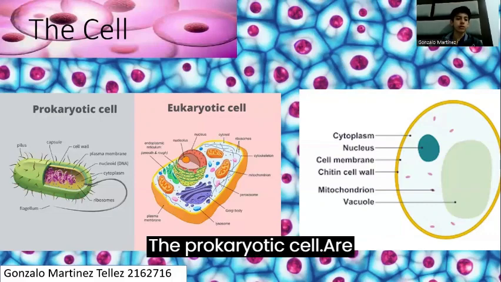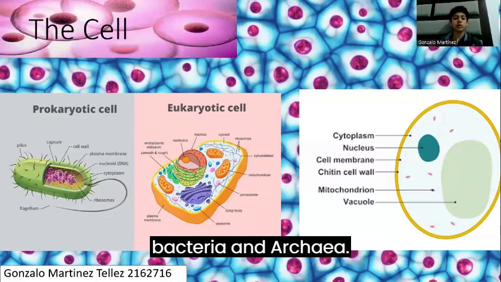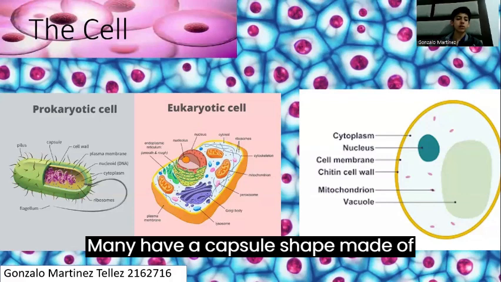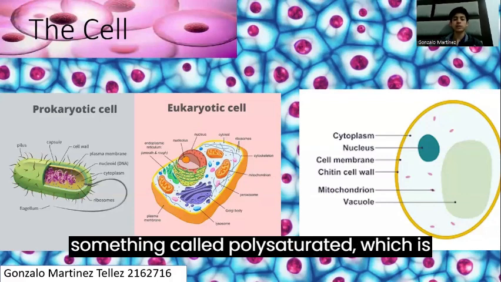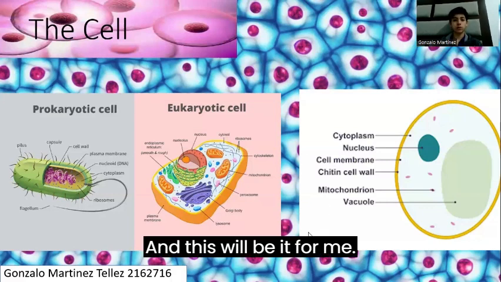The prokaryotic cells are unicellular, the ones that compose bacteria and archaea. Many have a capsule made of something called polysaccharide, which is some kind of gel. And this will be it for me.